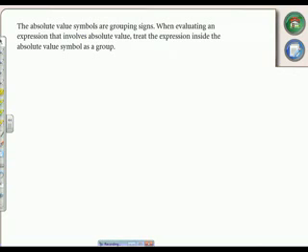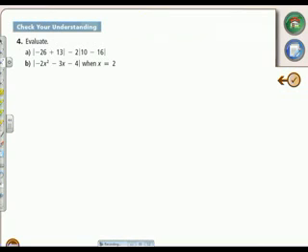The absolute value symbol is a grouping sign. Or in other words, fancy brackets. Brackets are grouping signs. Absolute value signs are also grouping signs. So they act just like brackets do, except they've got a little bit more information to them. The brackets with a second level of information, and that's to give the positive. When evaluating an expression that involves absolute value, treat the expression inside the absolute value symbol as a group. In other words, just pretend that they're brackets.